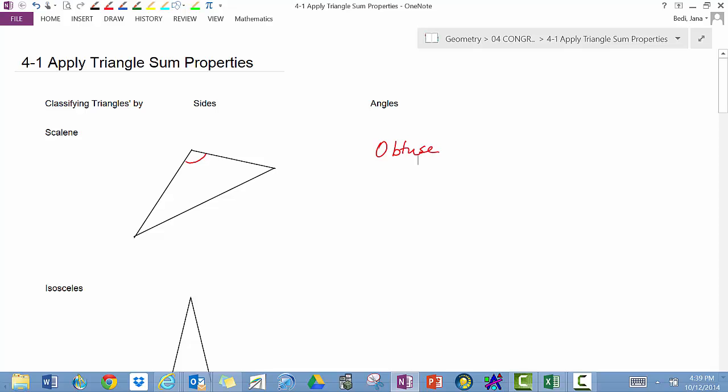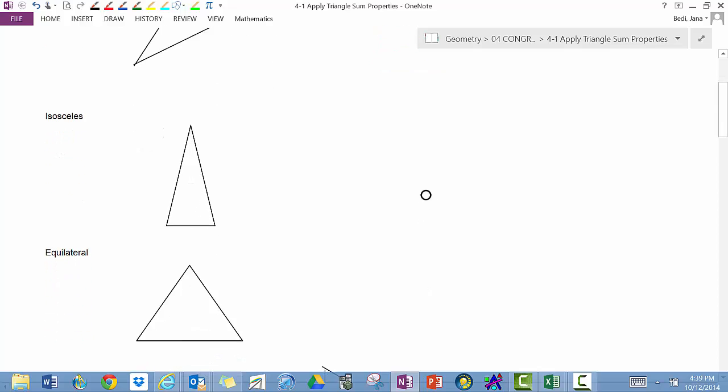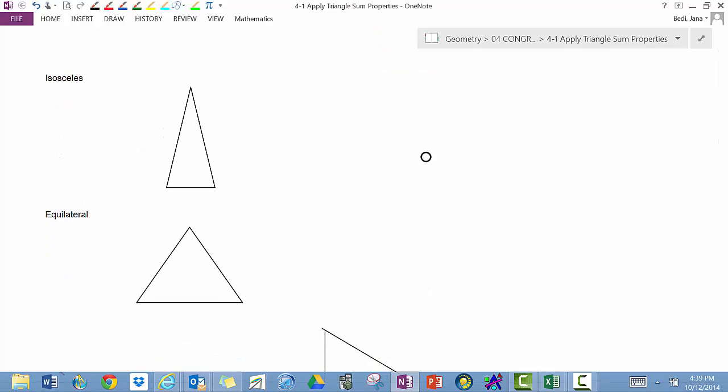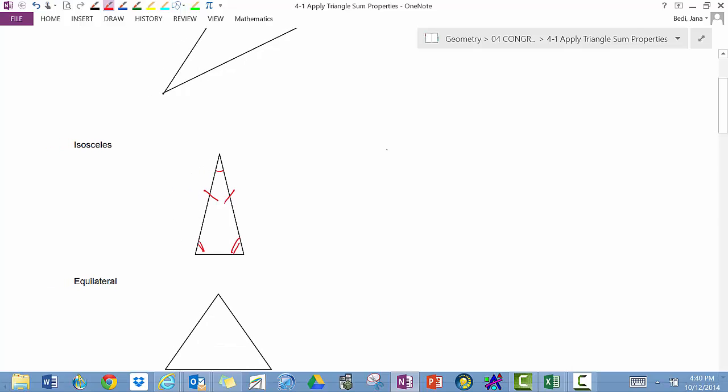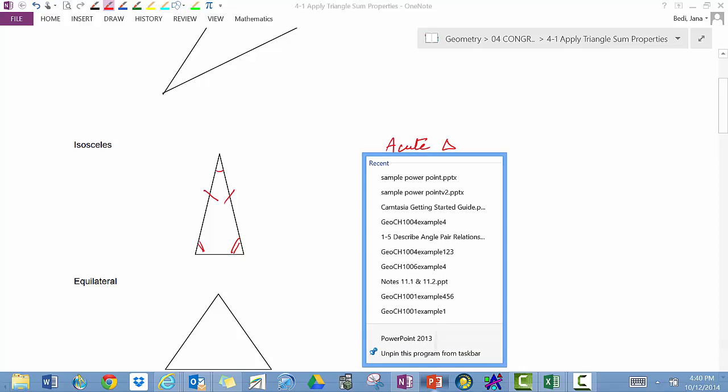based on just one angle being obtuse. Next, if we look at this triangle, these two sides are now marked congruent, so it's called isosceles. And in this triangle, all the angles are acute, so this is an acute triangle.